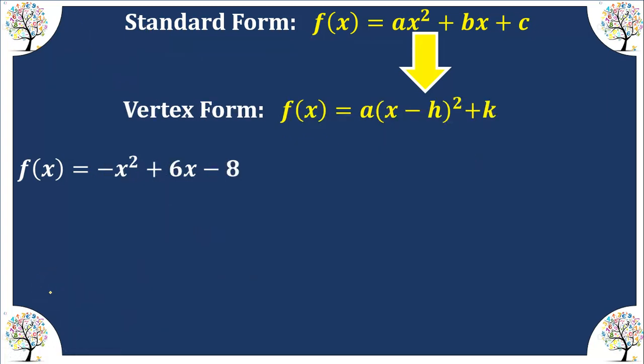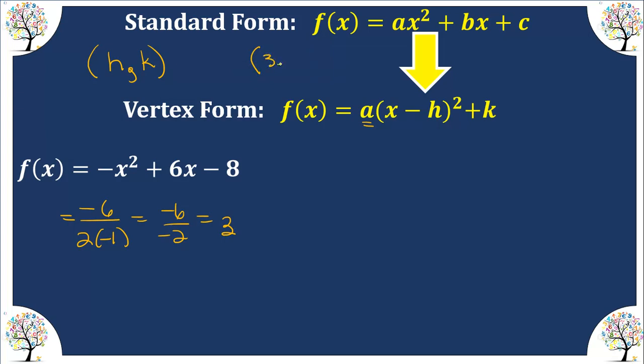Let's try another one. This time, our a value is negative 1, so we will have a negative 1 here in vertex form. So we're just going to, again, find the vertex with negative b over 2a, and then plug it in to get the output. So our vertex is h, k. The formula is negative b over 2 times a. We get 3. So h is 3.